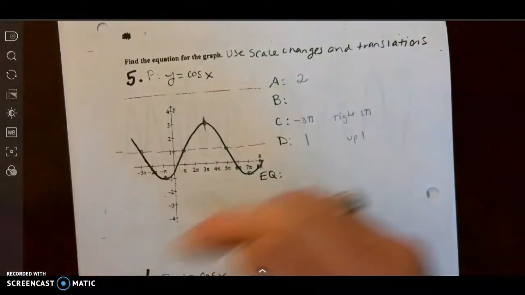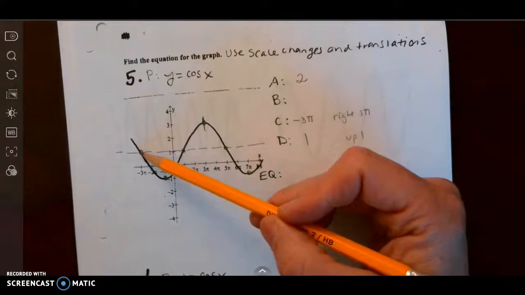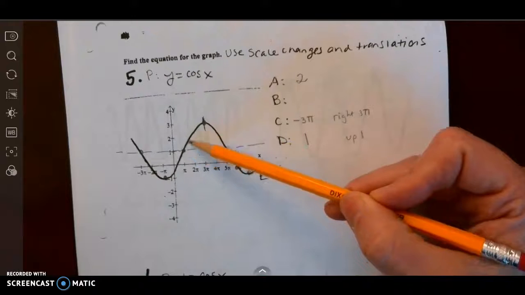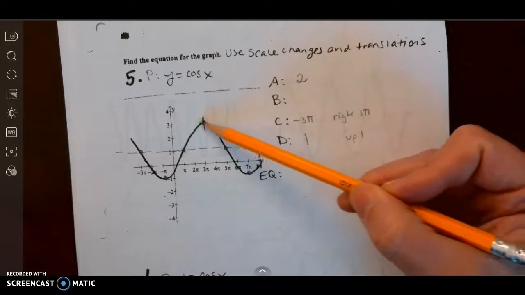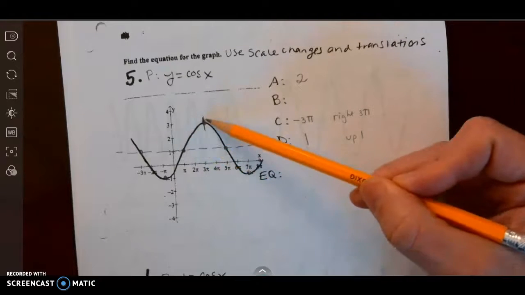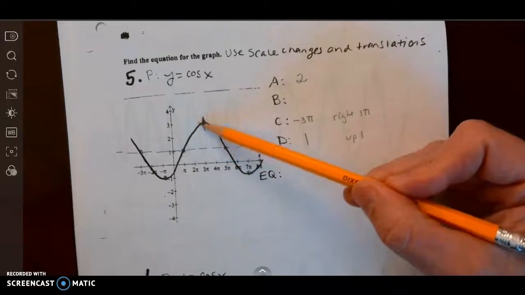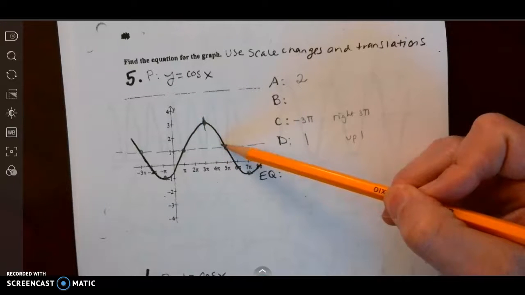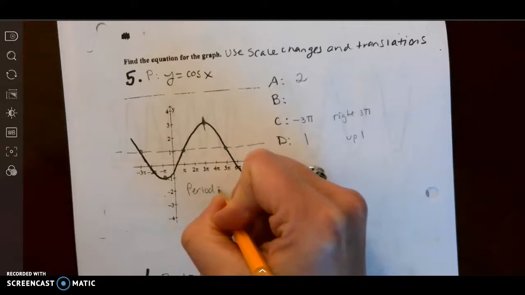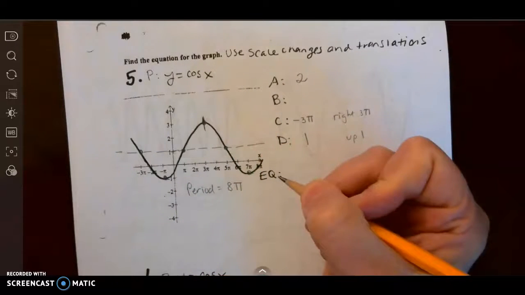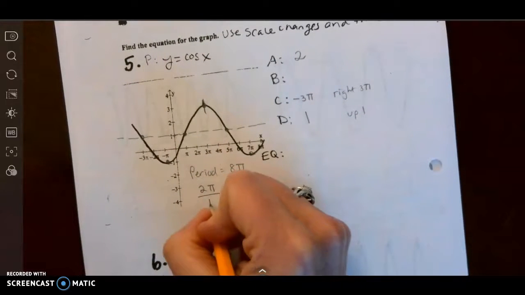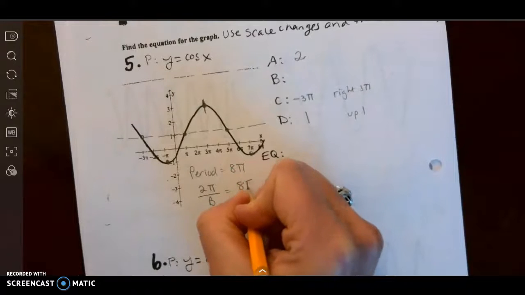Well, I don't have a full sine, well, I kind of have a full sine curve here. But what I can do is I can just take one hump of the sine curve, one of them. From pi to 5 pi is 4 pi. And if I double 4 pi, I get 8 pi. So the period is 8 pi. And remember, 2 pi over b equals the period.